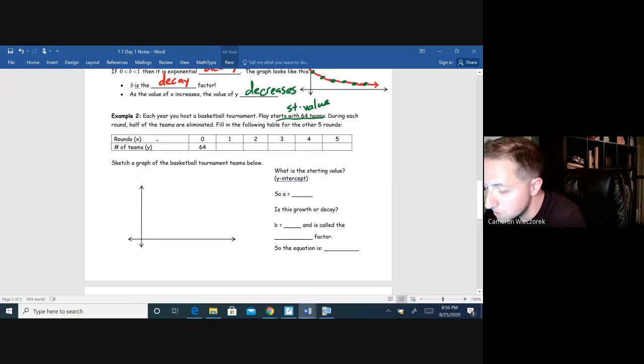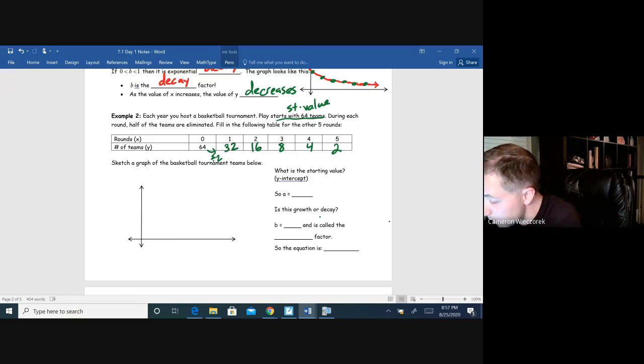So x is our rounds and y is going to be the number of teams that we have left. Round 0 is the start of the tournament. There's 64 teams. If half of them win, I'm going to multiply 64 by a half, which really just means I'm dividing it by 2. So now there's only going to be 32 teams left. Then I multiply by half again, dividing by 2 again. Now there's only 16 teams left. Half of those win. In the next round, there's only 8 teams left. Half of those teams win, 4. And then finally, from those 4 teams, the final 4, 2 of them win. Now you've only got 2 teams left.